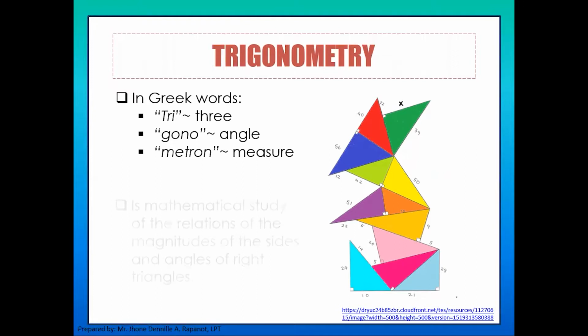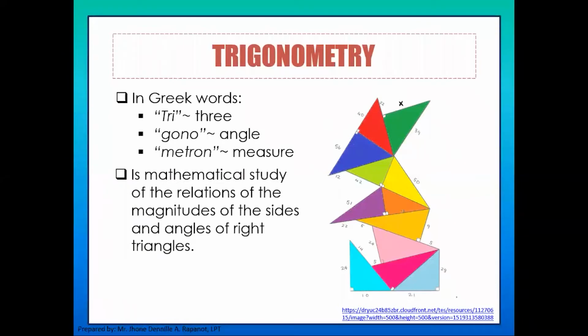But in particular, trigonometry is a mathematical study of the relations of the magnitudes of the sides and angles of right triangles. But before we identify how we can compute the magnitudes of the sides of this particular right triangle and the angles of it, let's first identify the different components of the right triangle.